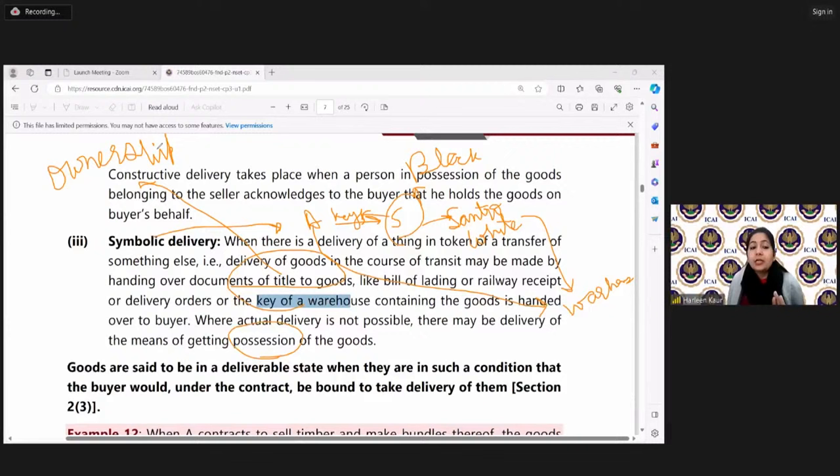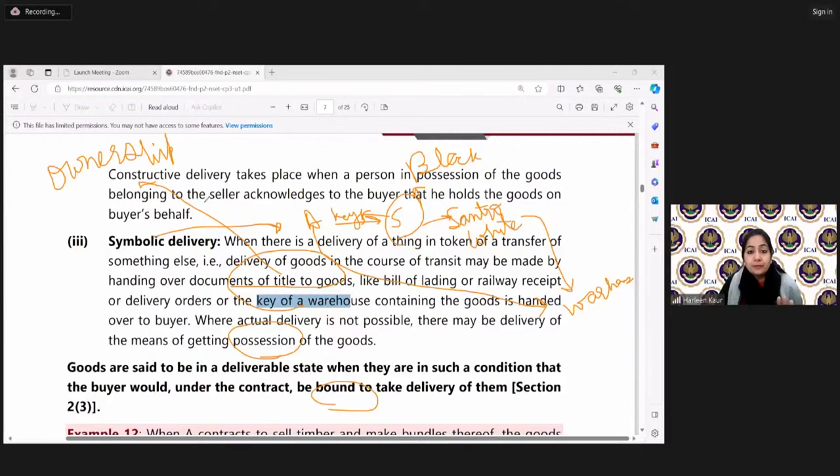Goods are said to be in deliverable state when they are in such condition that the buyer is bound to take delivery of them. This we will study separately. The buyer should be ready to take its delivery. Then only the deliverable state will be counted. But before that, let's understand what is constructive delivery. Symbolic is clear to all of you. Let's go back to constructive delivery.